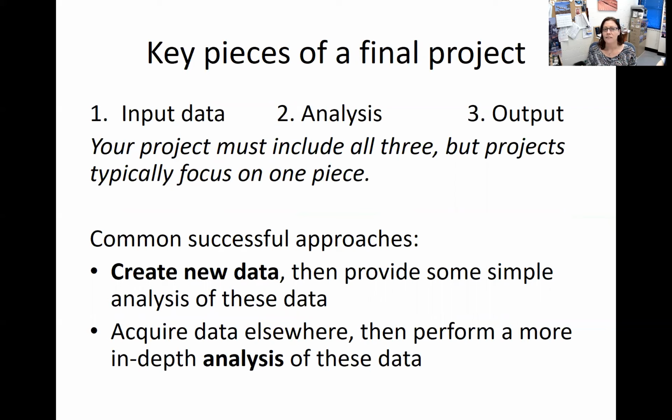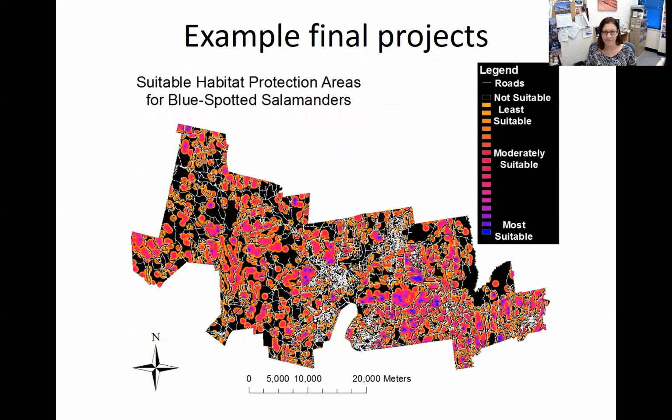Another major focus in past successful final projects has been on the analysis piece. And this is one where typically the data have already been created by someone else. So for example, you download data off of Mass GIS, or you're getting data from one of our existing archives of data sets, which we'll talk more about after spring break, or you're getting it from yourself if you're doing research. And then you take those data and perform a more in-depth analysis of said data.